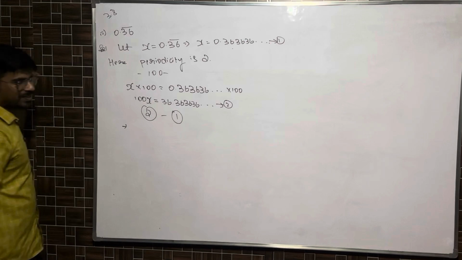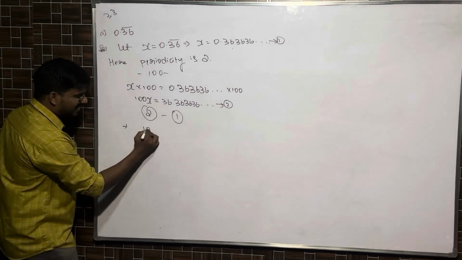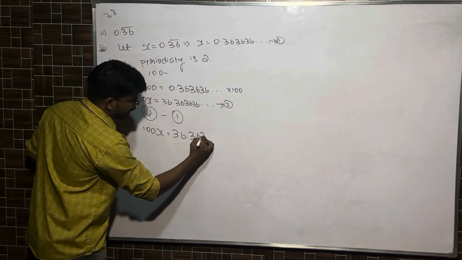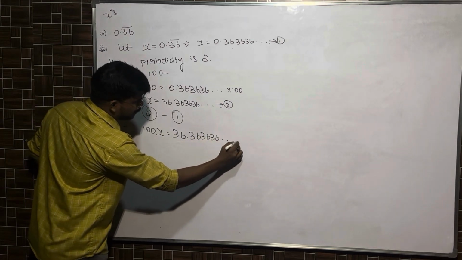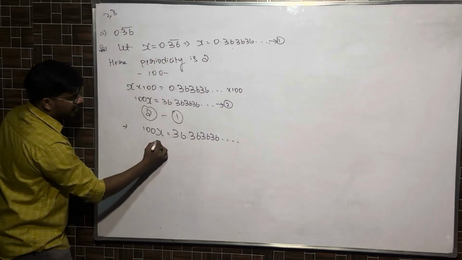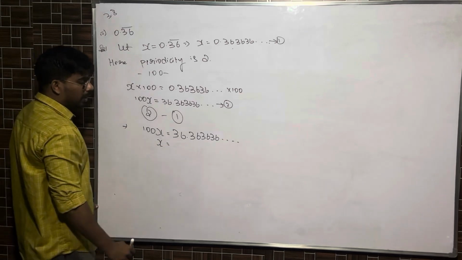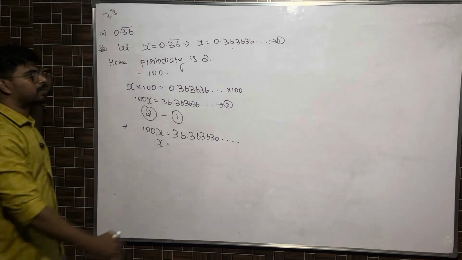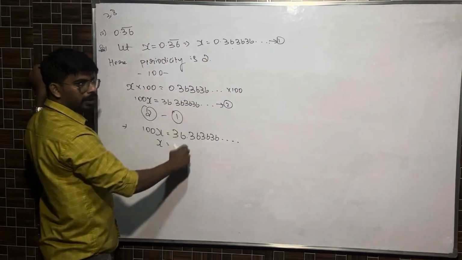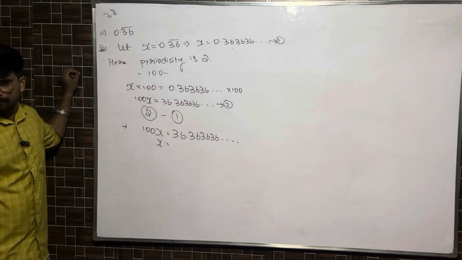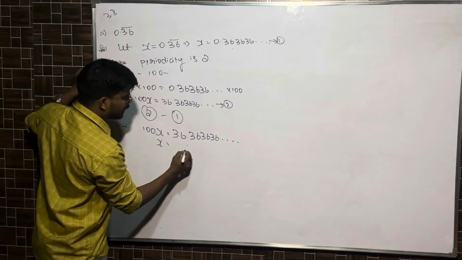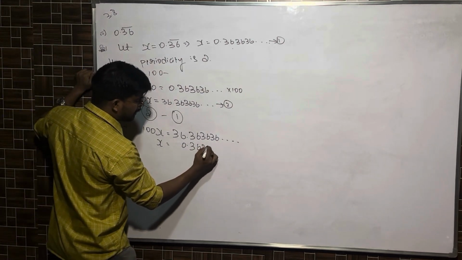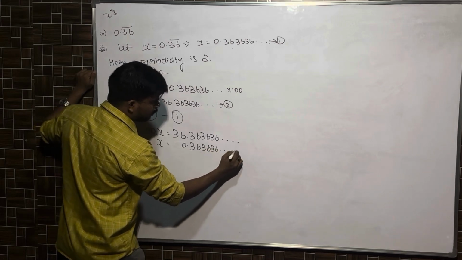So this will become 100x on the left hand side is equal to 36.363636, and so on. Do not get confused over here. I have already told you most of the times, while writing this number, make sure that the point is below the point. Otherwise, you will have mistakes while doing subtraction.